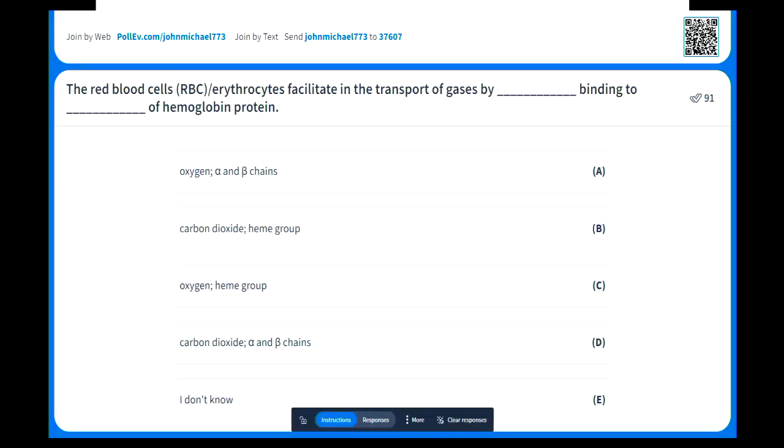All right, let's bring it back together, folks. Kamalani, anyone in your group has a response for us? Anybody in Kamalani's group? Yes. A. You picked option A, oxygen binding alpha and beta chains.